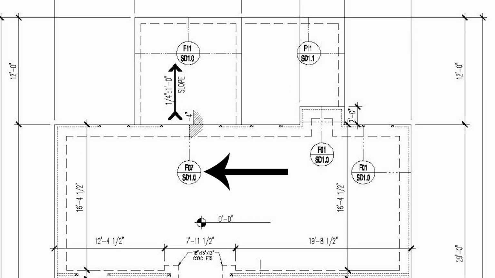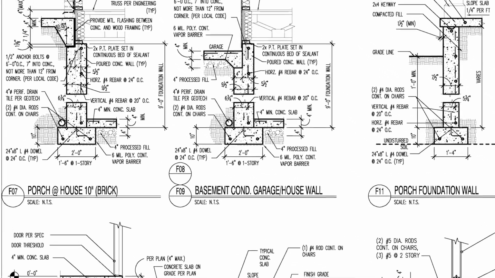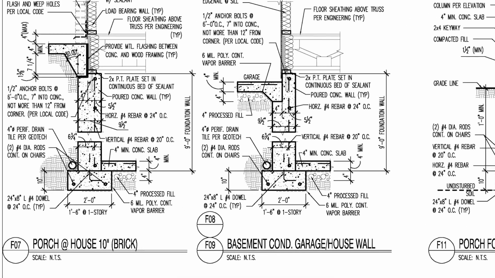Now let's look at another one. Here is F7 and it's on SD 1.0. So we're going to go back to that same sheet, and we're going to look for our F07. And it takes us to this little cross section, which is the porch at the house, 10 inch with brick. And it's showing exactly how they want this built.